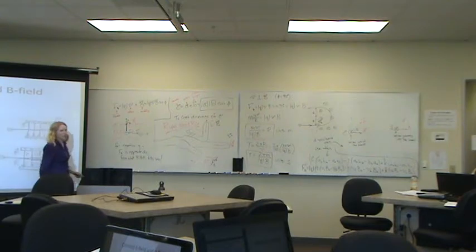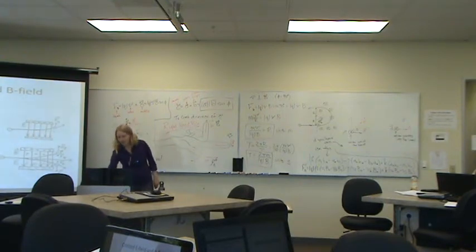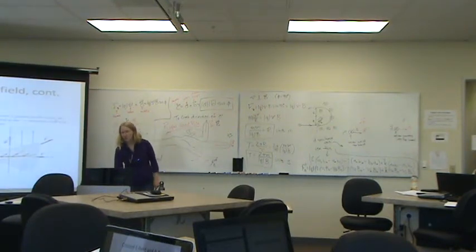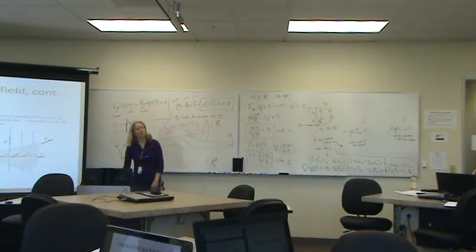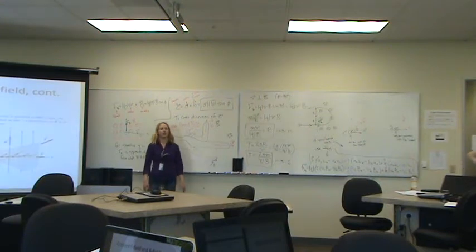So this is called crossed E and B fields, and it has a really useful purpose. Cathode ray tubes. And we don't use old tube TVs, but how many of you are old enough that you ever watched TV on a tube TV? I still use one.